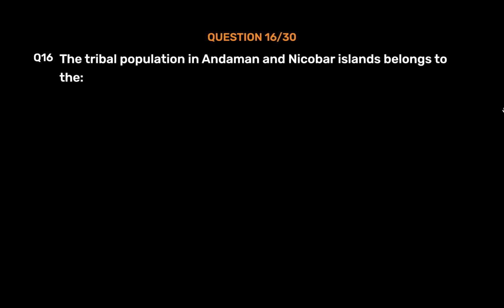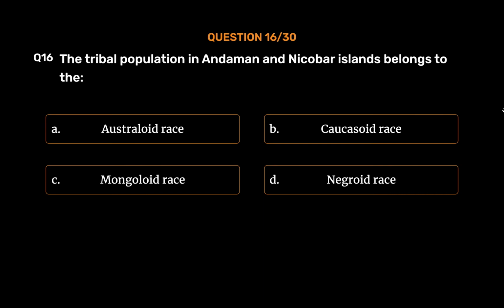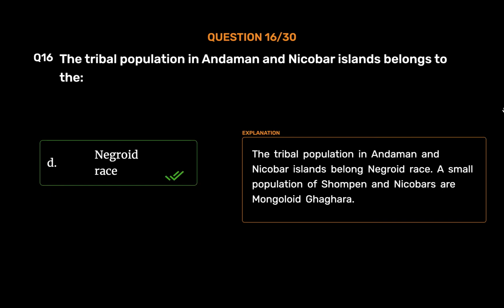Question number 16. The tribal population in Andaman and Nicobar Islands belongs to the Option A. Australoid race. Option B. Caucasoid race. Option C. Mongoloid race. Option D. Negroid race. The correct answer is Option D. Negroid race. The tribal population in Andaman and Nicobar Islands belongs to the Negroid race. A small population of Shompen and Nicobarese are Mongoloid.